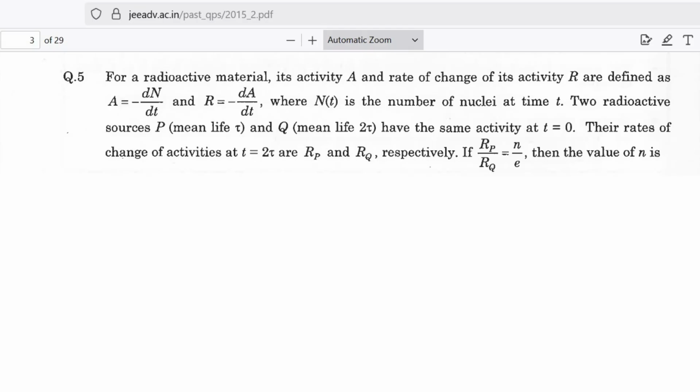For a radioactive material, its activity A and rate of change of its activity R are defined as A equal to minus dN by dt and R equal to minus dA by dt, where N of t is the number of nuclei at time t. Two radioactive sources P with mean life tau and Q with mean life 2 tau have the same activity at t equal to 0. Their rates of change of activities at t equal to 2 tau are Rp and Rq respectively. If Rp by Rq equals n by e, then the value of n is what?